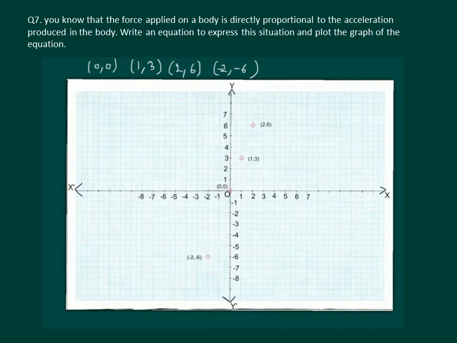Now it remains to join these points, and hence we have a graph of y is equal to 3x, and we come to the conclusion that the graph of the equation y is equal to kx is a line which always passes through the origin.